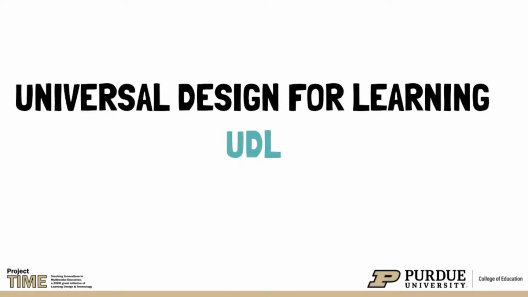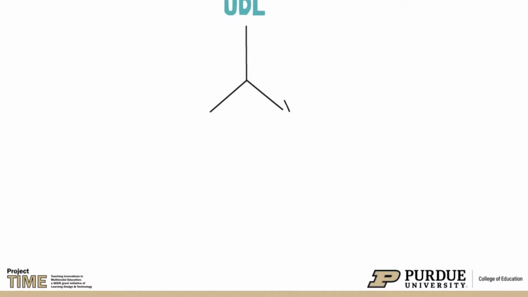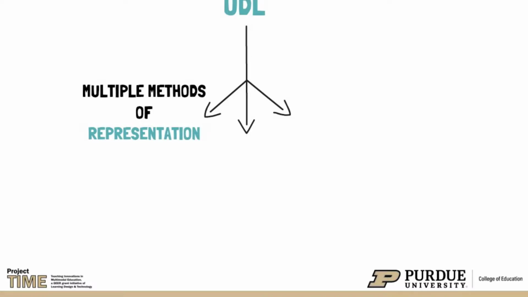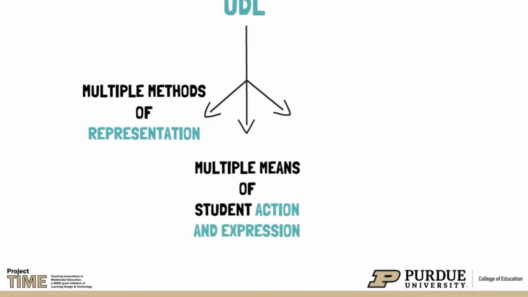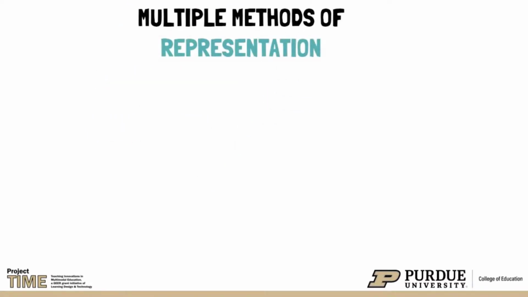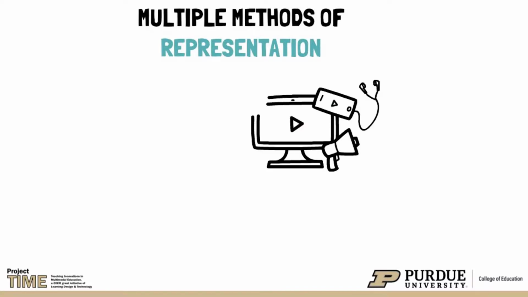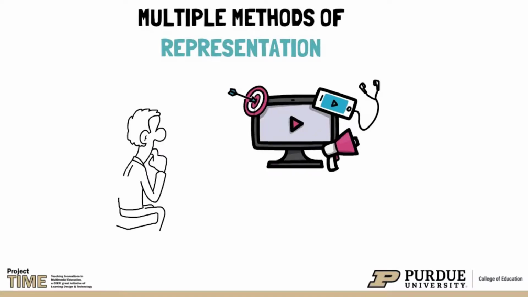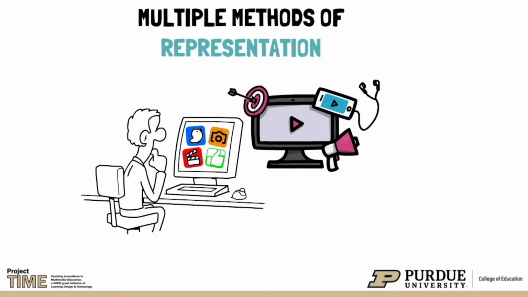When differentiating assessments for special population students, it is important to consider Universal Design for Learning, or UDL Principles. According to UDL Principles, teachers can best support learning by providing multiple methods of representation, multiple means of student action and expression, and multiple modes of student engagement. Multiple methods of representation refer to varied ways of presenting learning content, such as utilizing multiple forms of media, offering alternative forms of the content, and customizing the display of information.